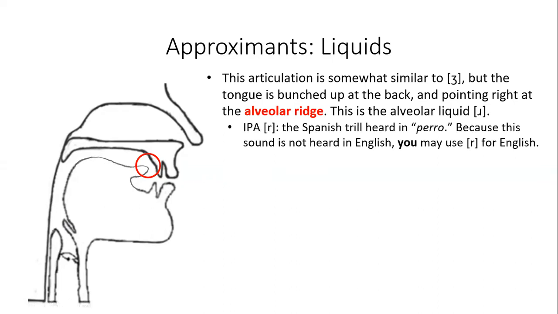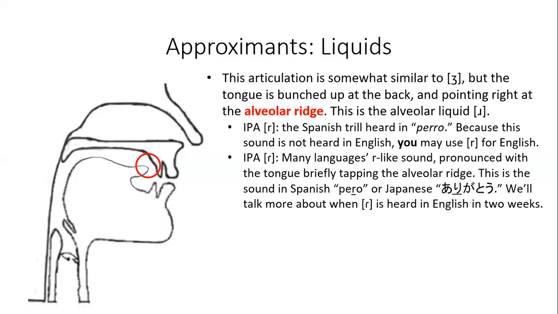Now you might be saying, what's that R doing upside down? Well, we talk about how this is the IPA, the International Phonetic Alphabet. And so the Spanish trill that we hear in the word perro, that is what the right side up R is used for. So at that conference, the Spanish speaking people won. They got to choose the right side up symbol. Now, because we don't have any trilled r's in English, I'm okay with you using a right side up R, especially if you're typing and it's hard to find the upside down R. I'm going to continue to try to use the upside down R because that is the alveolar liquid.